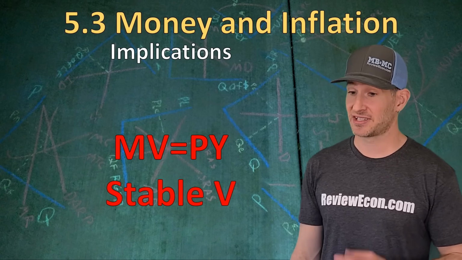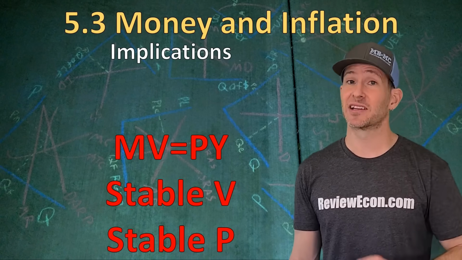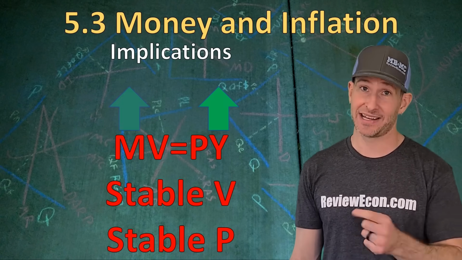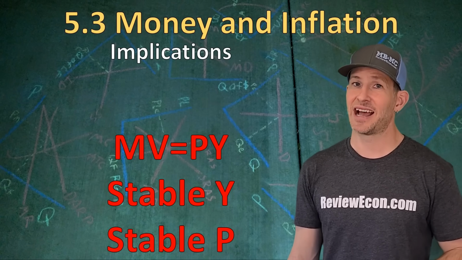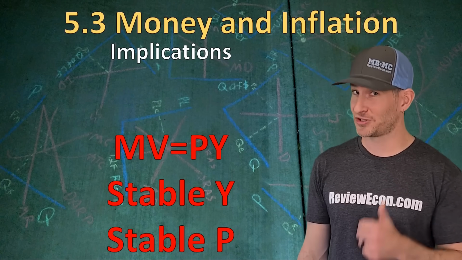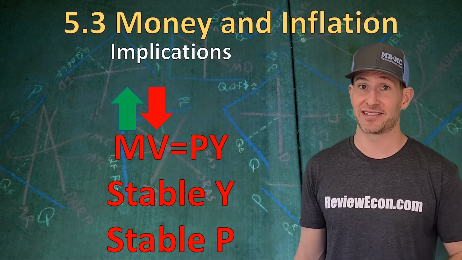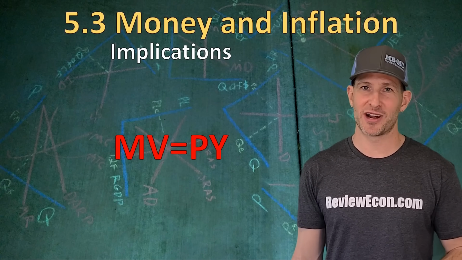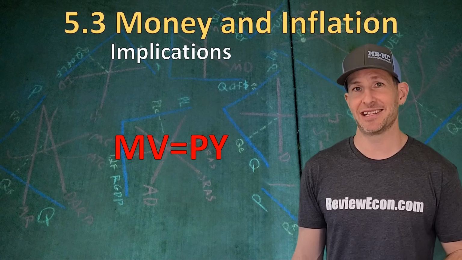If we assume that there's a stable velocity of money and a stable price level, then an increase in real output will require an increase in the money supply. Both of those changes will increase nominal GDP. If we have a stable price level and a stable real output, it's also possible to increase the money supply as long as the velocity of money decreases. Questions you might get for this equation aren't too tricky as long as you remember the formula and remember both sides of it equal nominal GDP.